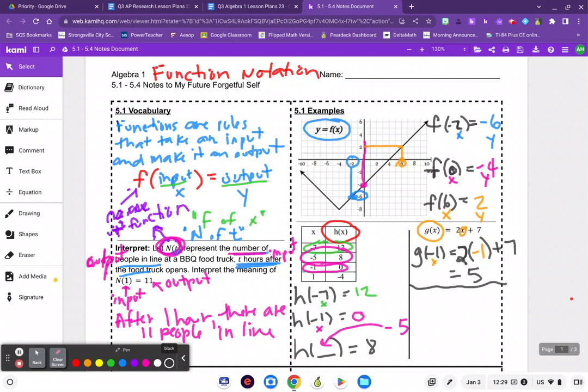All right, so I'm going to give you 2 more. And if you would like to pause so that you can try these on your own, that would be great. All right, g of 0, so I've got 2 times 0 plus 7. It's going to be 0 plus 7, which is 7. And g of 3 means I've got 2 times 3 plus 7. 2 times 3 is 6, plus 7 is 13. So g of 3 is 13.